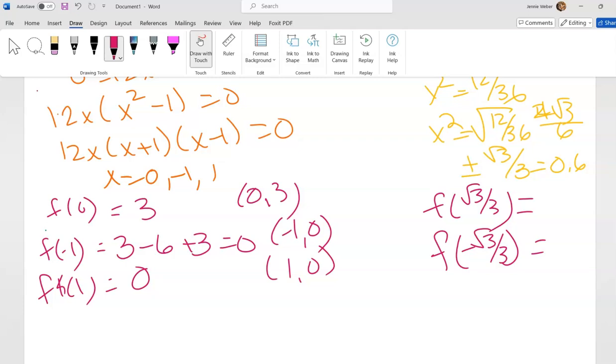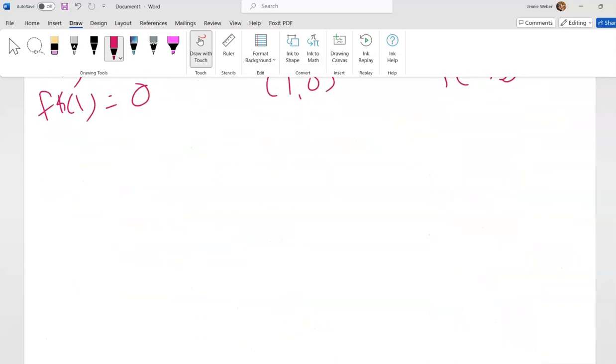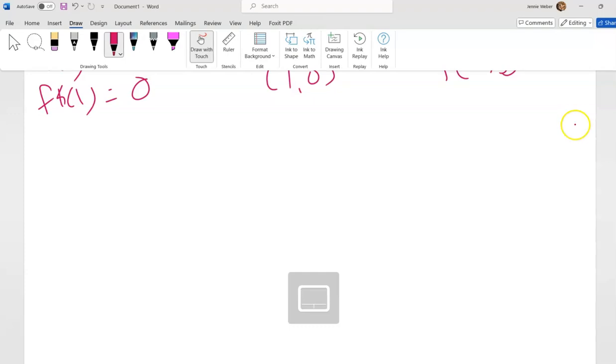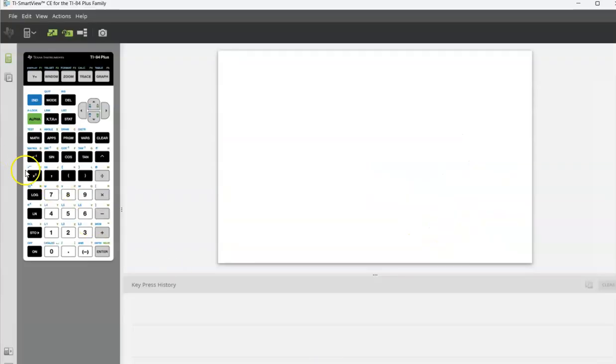Then I'm going to do the same thing here. This one, though, is a little bit messier. I probably would want to put this into my calculator. So let's do that. Let's get out the calculator here. Okay. And so I'm going to do the square root of 3.